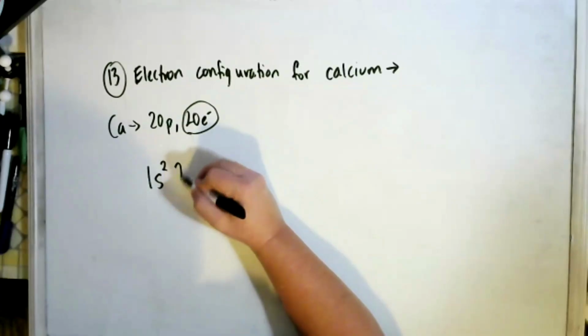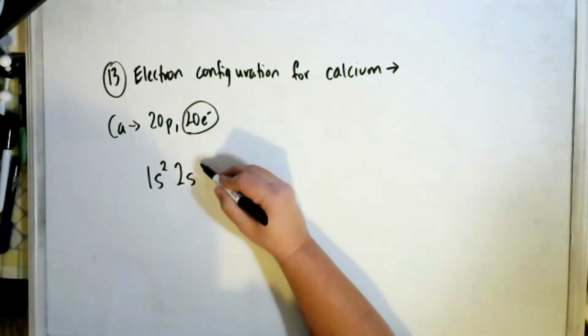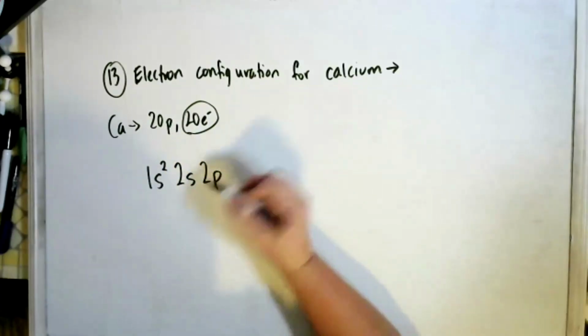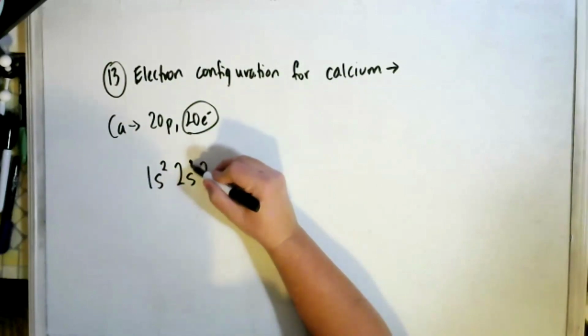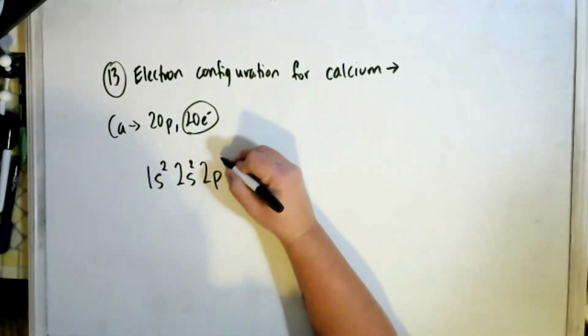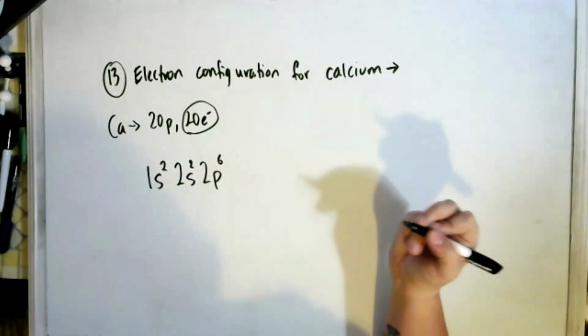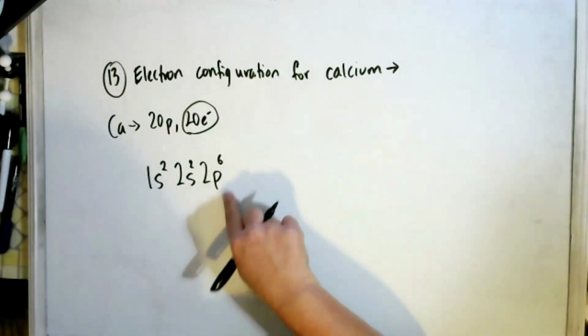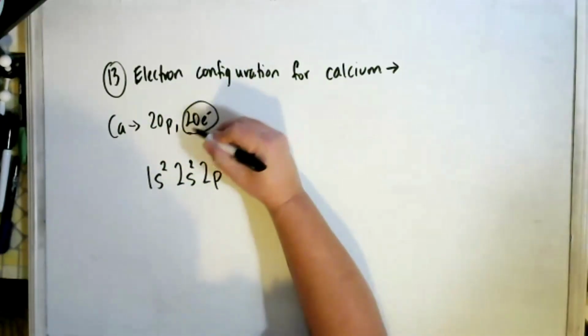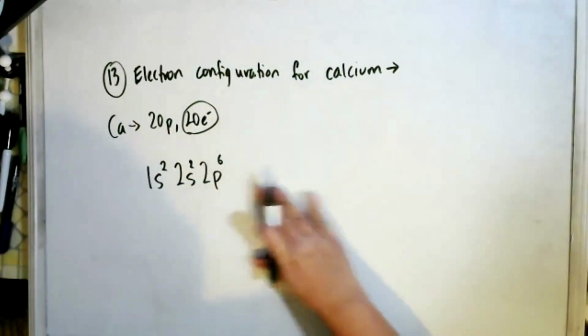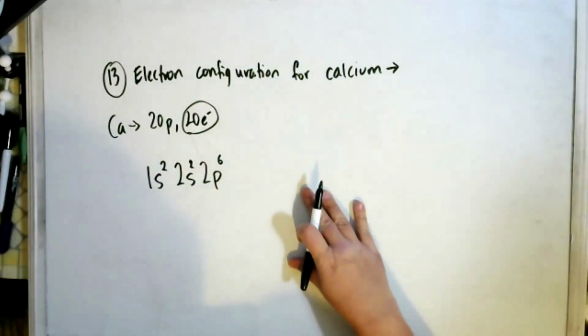And in our second energy level, we have a 2s sublevel and a 2p sublevel. Our s sublevel has 2 electrons, our p sublevel has 6 electrons. So far we've used 2, 4, 6, 8, 10 of these electrons up. So we still have to put 10 more electrons into our configuration.